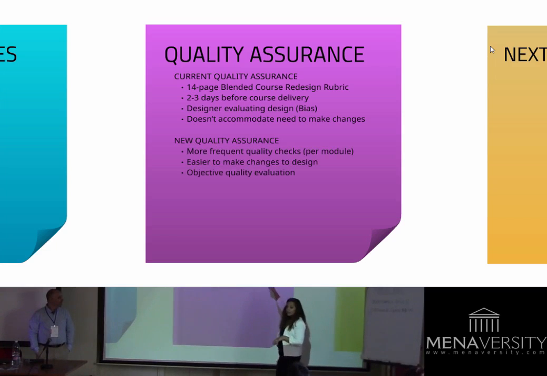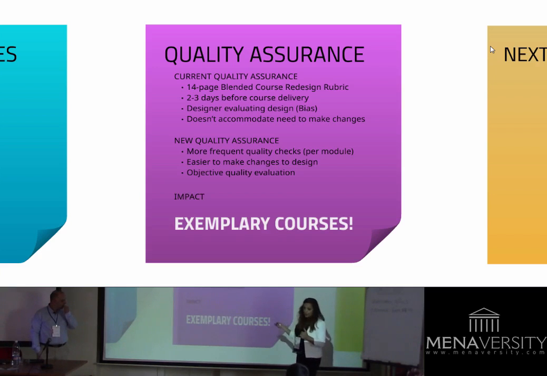And we couldn't accommodate changes. If something went wrong in the rubric, that's it. You're delivering it wrong. There's no going back. So obviously all these have been met. We do more frequent checks, and it's easier to make design changes. And we're hoping that this is going to yield exemplary courses.